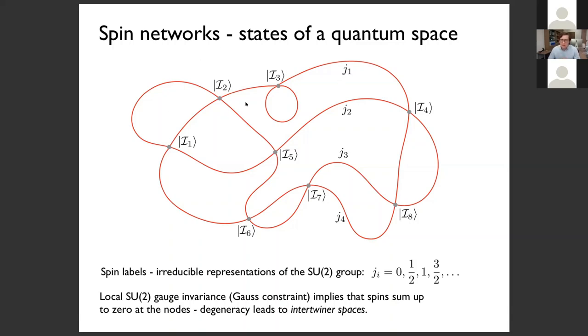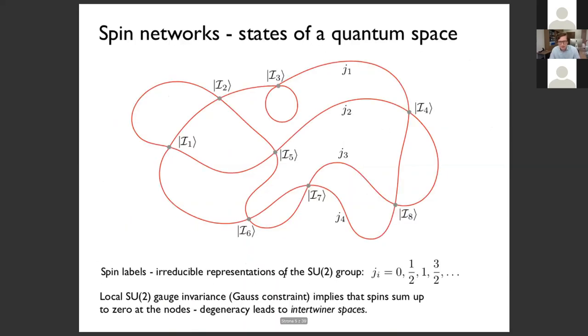But on top of this graph, what makes this a spin network instead of just a graph is that we associate spin labels with the links. From the mathematical side, the spin labels are different irreducible representations of the SU(2) group. So 0, 1/2, 1, 3/2. These are different spins, okay? And what is important is that the spins associated with all the links meeting at a node have to be added in a given way such that they sum up to zero. This is related to the so-called Gauss constraint.